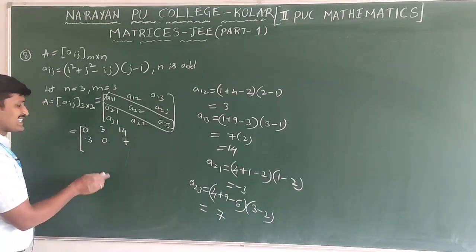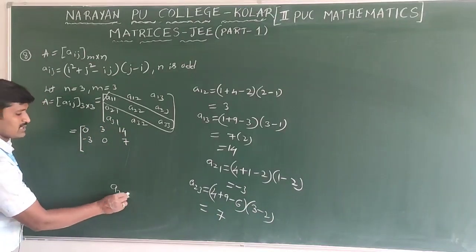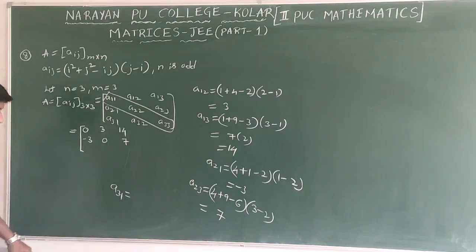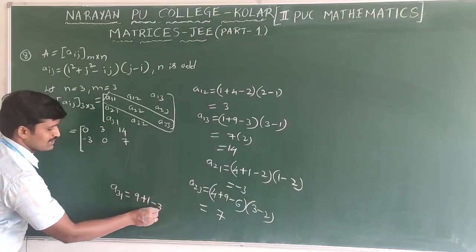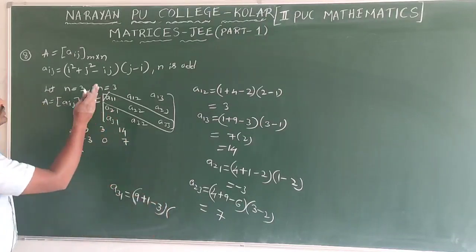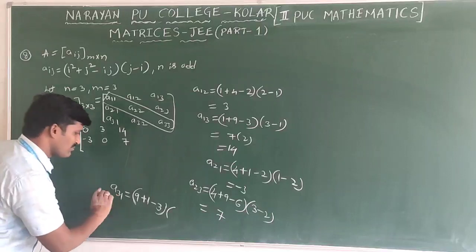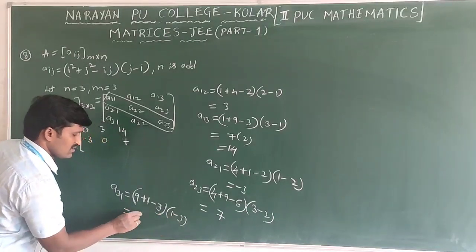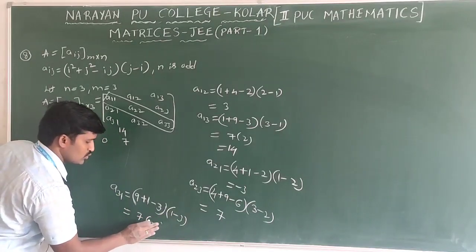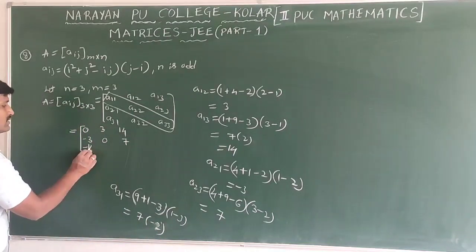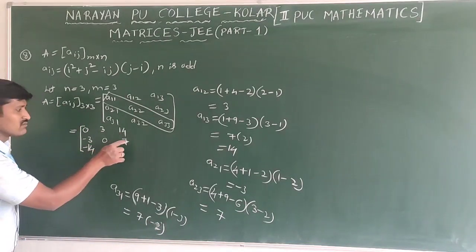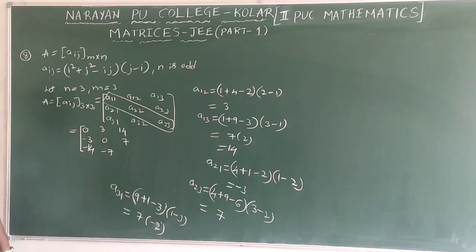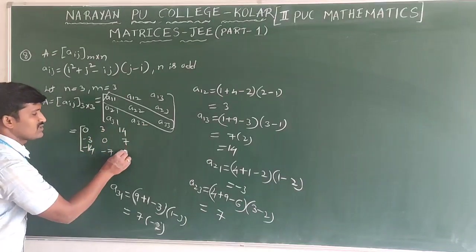If you find the A31 element, just do it in rough to find each and every element. A31: how to find? 3 square, 9, plus 1, minus 3 into j minus i, which is 1 minus 3. Same as here, 7 into minus 2, that is minus 14. 3 minus 3, 14 minus 14, and here 7 means minus 7. And A33 you will get 0.